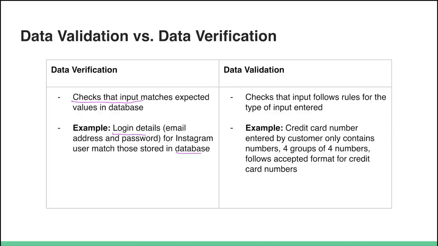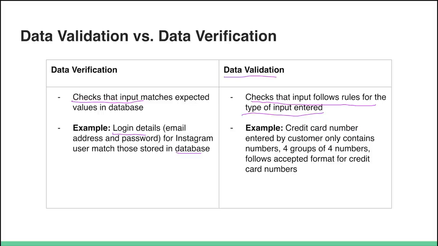Now, this is what a database is used for. Data validation actually does take place inside the database. And data validation means checking that input follows rules for the type of input entered. So for example, if we have a credit card number and we try to put that in a database, based on the rules that we've specified, it's going to check whether that credit card number is of a certain length, whether it contains integers, whether it follows the correct format. And that can be automated in a database. Now, data verification, I don't really see that as being automated within the database, but the database is definitely used for data verification.